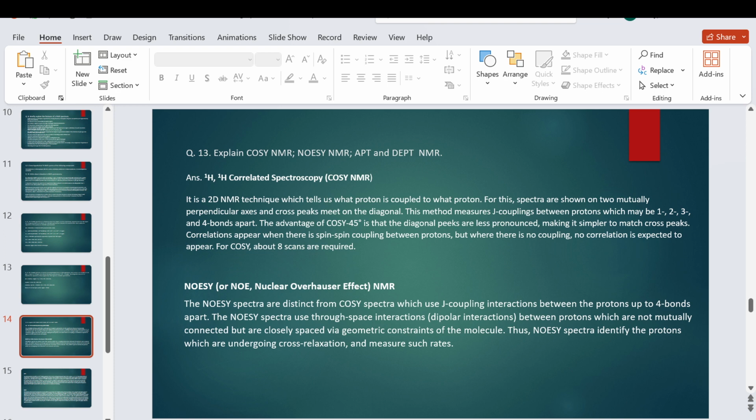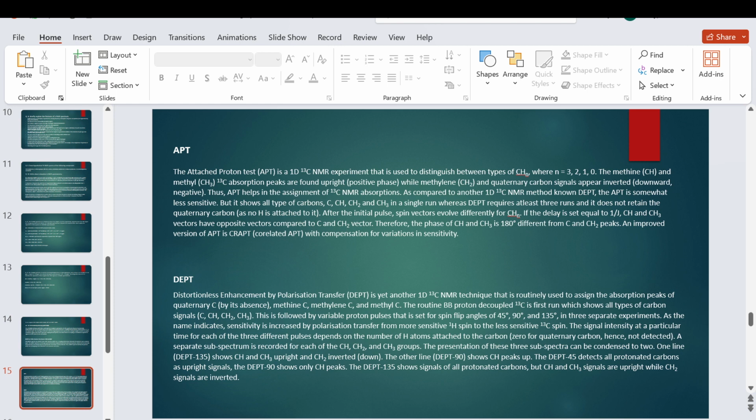NOESY, or nuclear Overhauser effect. The NOESY spectra are distinct from COSY spectra, which use J coupling interactions between protons up to 4 bonds apart. The NOESY spectra use through-space interactions, that is dipolar interactions, between protons which are not mutually connected by bonds, but are closely spaced via geometric constraints of the molecule. Thus, NOESY spectra identify the protons which are undergoing cross-relaxation and measure such cross-relaxation rates.